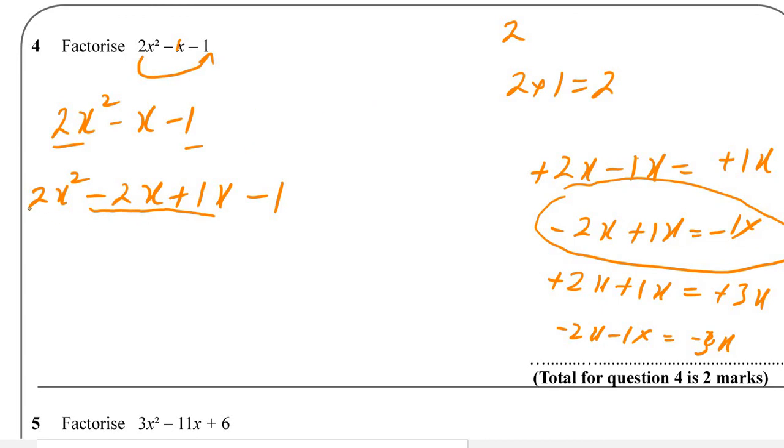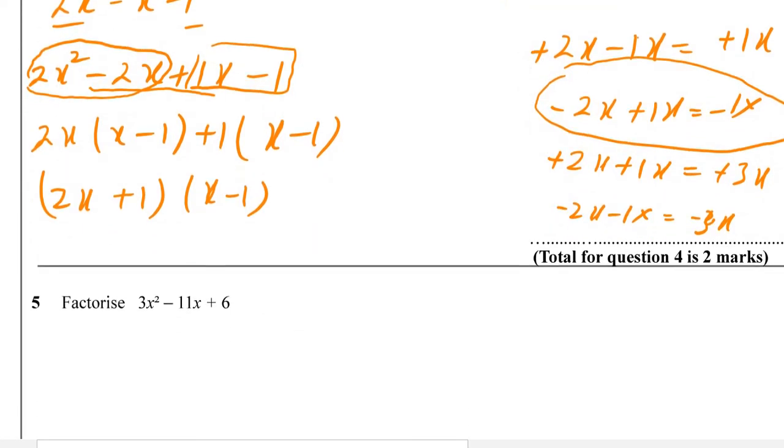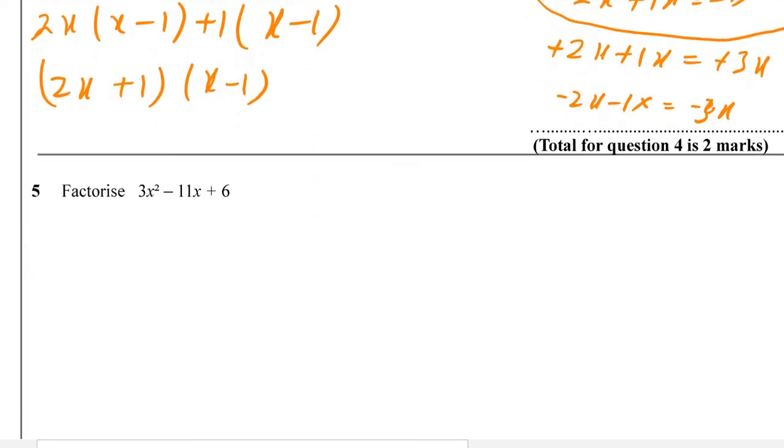Same thing, we're gonna make the pair again. This pair and that pair. From here I can take 2x common, so this is gonna be x minus 1, and from here nothing I can take common, so I can take plus 1. So this is going to be x minus 1 stay as it is, so it's going to be 2x plus 1, and this is going to be x minus 1. That's it, easy peasy. One more question, then we're going to finish this video.